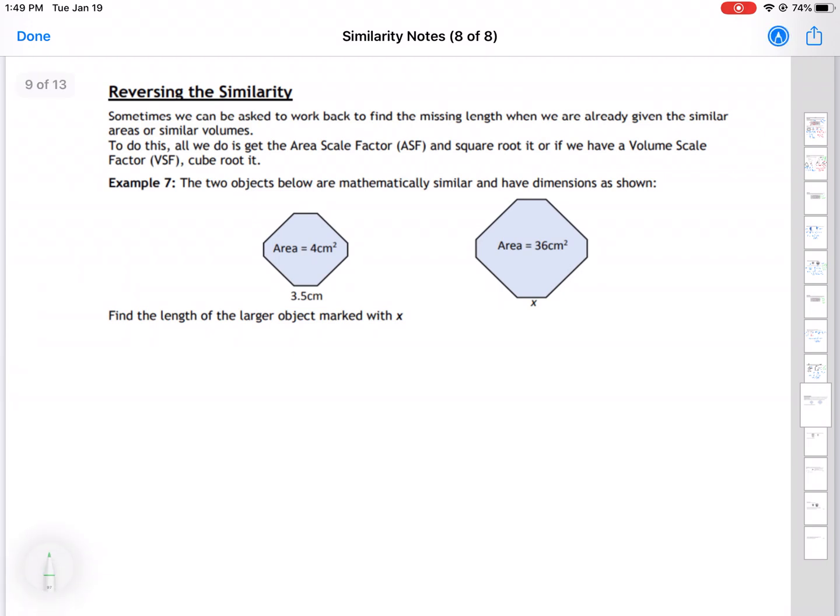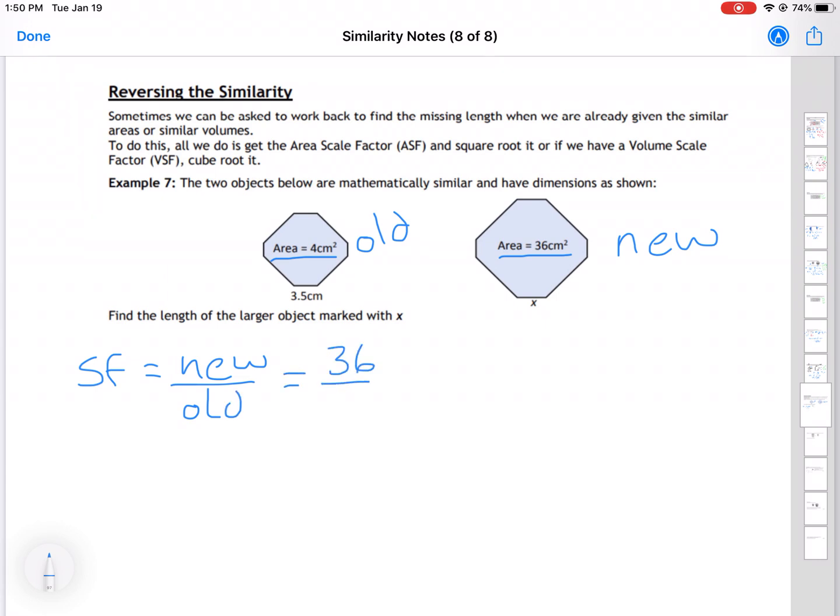So, to start us off here, we take the scale factor as before, but in this case, as we can see, we have got both areas that are given to us. We always need to be careful with what we are actually given in the question. Now, the larger one here is the new one, and the smaller one is the old one. So, new over old will give us 36 over 4, which will equal 9.